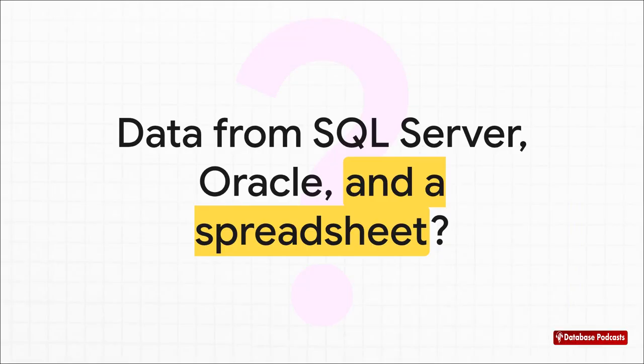So, picture this. You're building an app. It needs customer info from a SQL server, but it also has to grab order histories from an Oracle database and pull sales goals from a plain old Excel spreadsheet. How on earth do you connect to all three without your code becoming this huge, tangled mess?